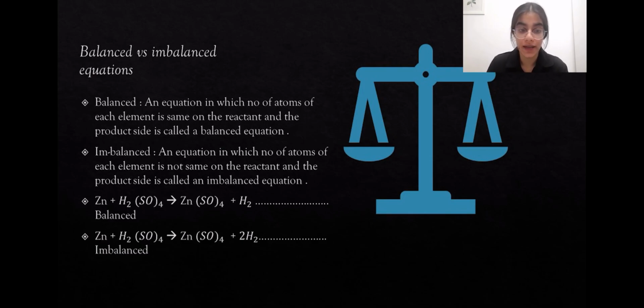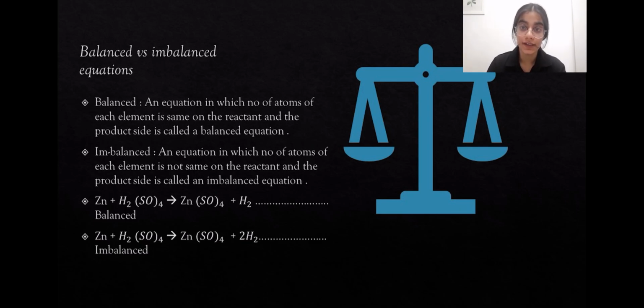Balanced versus imbalanced equations. An equation in which the number of atoms of each element is the same on the reactant side and on the product side, as we just saw, is called a balanced chemical equation. Whereas an equation in which the number of atoms is not the same on the reactant and the product side is called an imbalanced chemical equation.